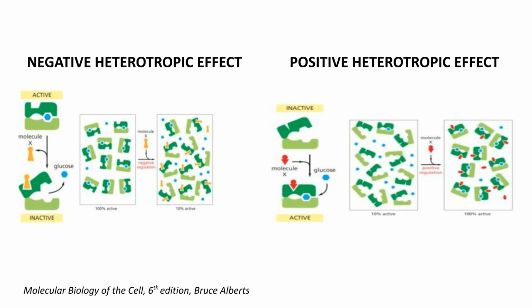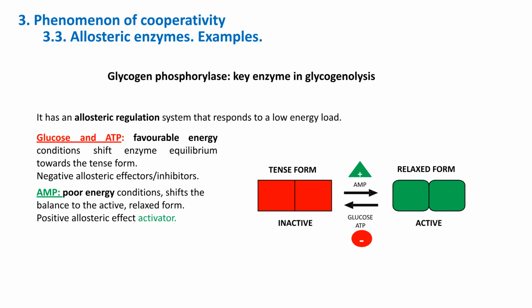This image illustrates negative and positive heterotropic effects on enzyme activity, showing how different effectors modulate the curve of reaction velocity versus substrate concentration. Glycogen phosphorylase is regulated allosterically. Glucose and ATP, signaling high energy, shift the balance to the inactive tense form. AMP, signaling low energy, shifts the balance to the active relaxed form.